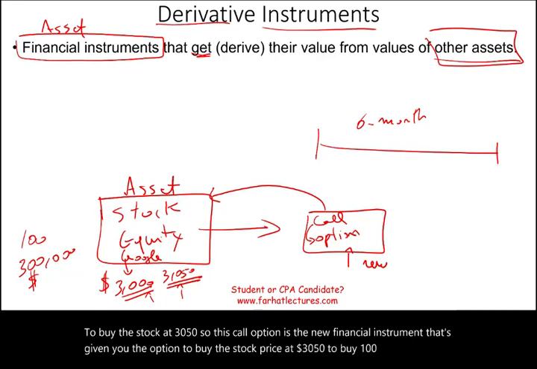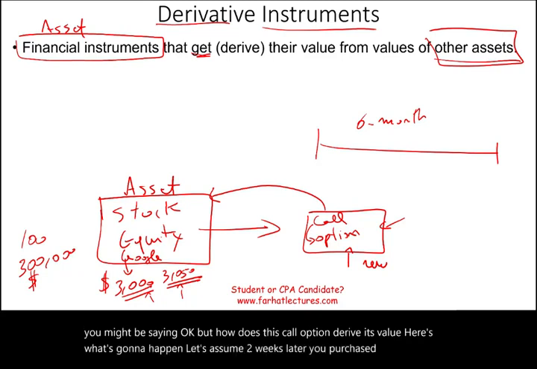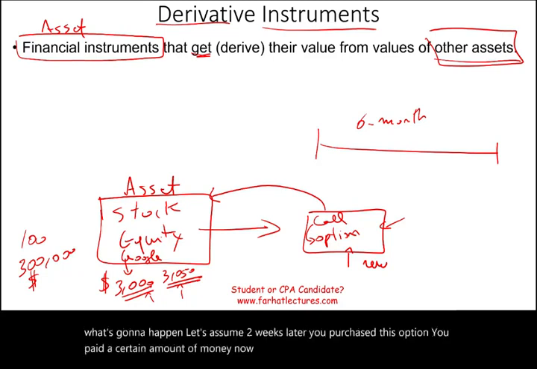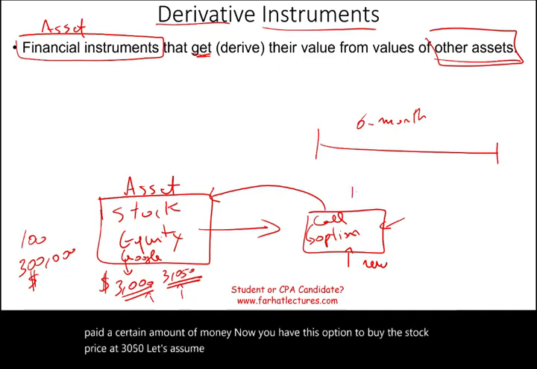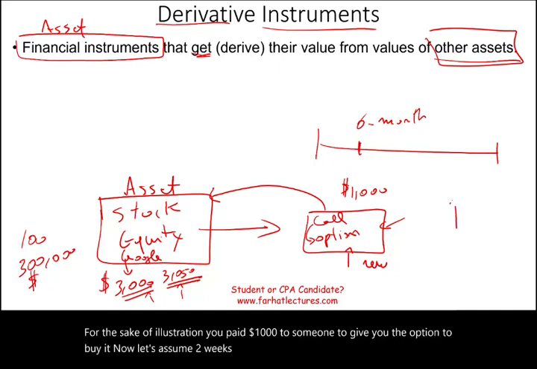Now you might be saying, okay, but how does this call option derive its value? Here's what's going to happen. Let's assume 2 weeks later you purchase this option. You paid a certain amount of money. Now you have this option to buy the stock at $3,050. Let's assume you paid $1,000 to someone to give you the option to buy it, for the sake of illustration. Now let's assume 2 weeks later, Google stock jumped to $3,200.